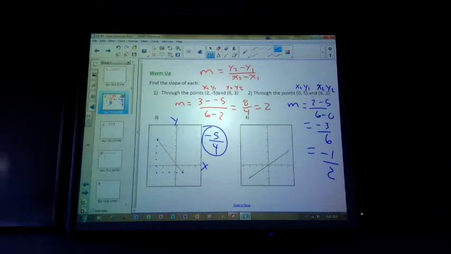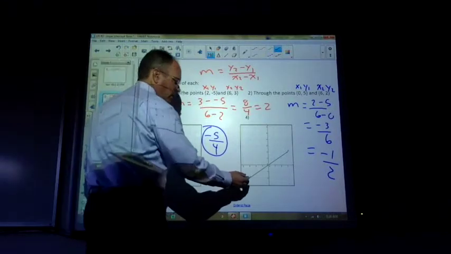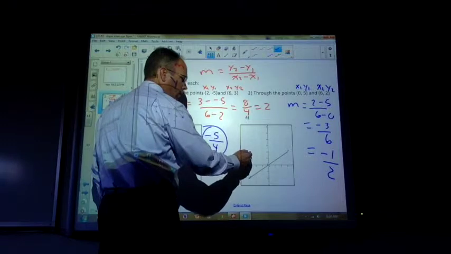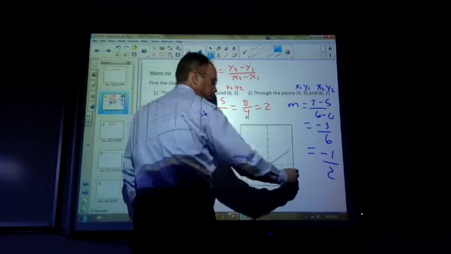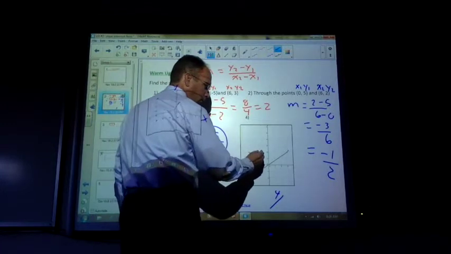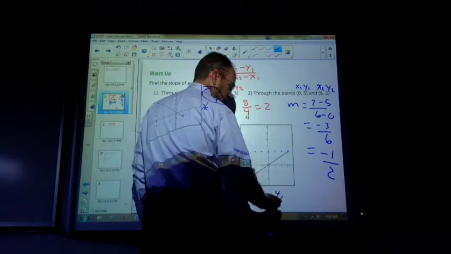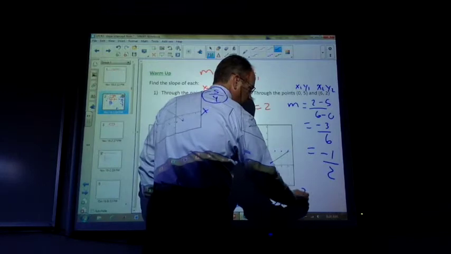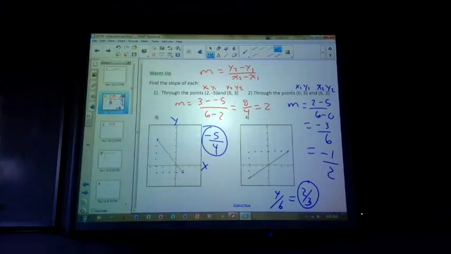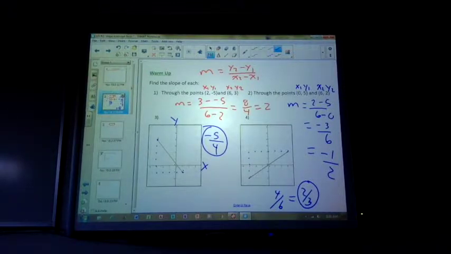Okay, so if I try this problem as well, I go to the vertical direction first. So I'm going to start here. I'm going to go 1, 2, 3, 4. So I went up 4. And then I'm going to go over 1, 2, 3, 4, 5, 6. So positive 2/3, that's increasing. Positive increasing, negative decreasing.